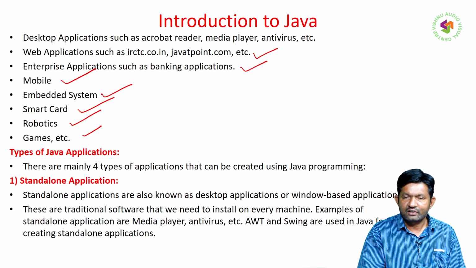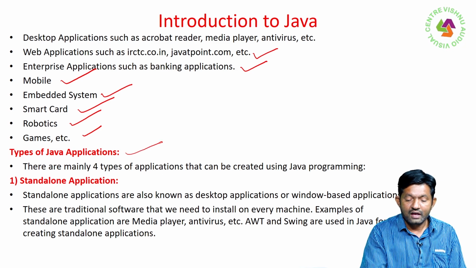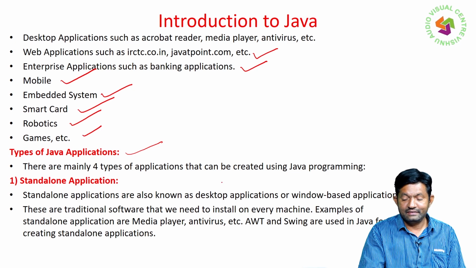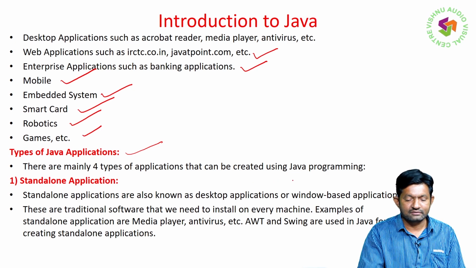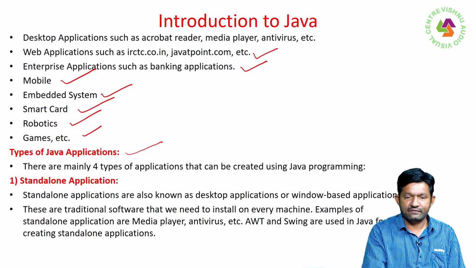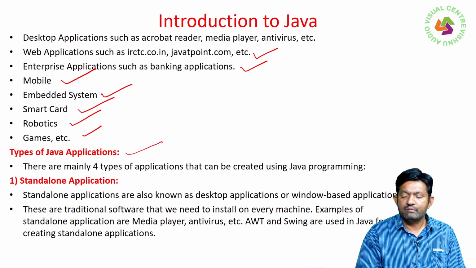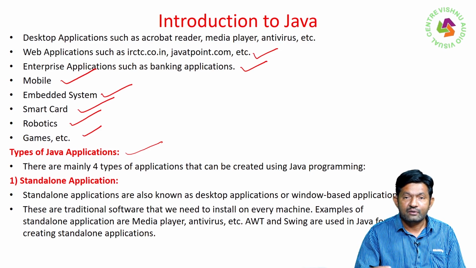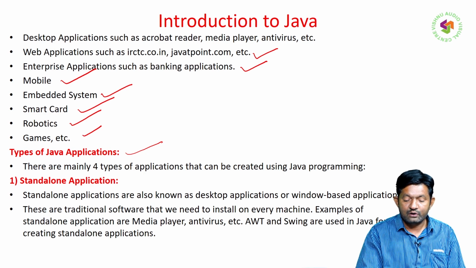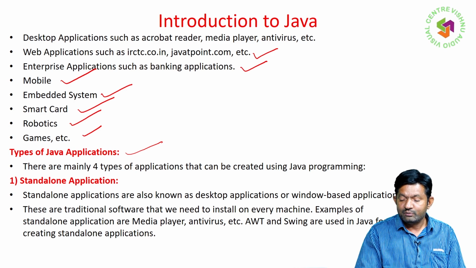Types of Java applications. There are mainly 4 types of applications that can be created using Java programming. The first one is standalone applications. Standalone applications are also known as desktop applications or Windows-based applications. These are traditional software that we need to install on every computer machine. Examples are media players, antivirus, MS Word, Excel, Notepad, and PowerPoint. AWT and Swing are used in Java for creating standalone applications.